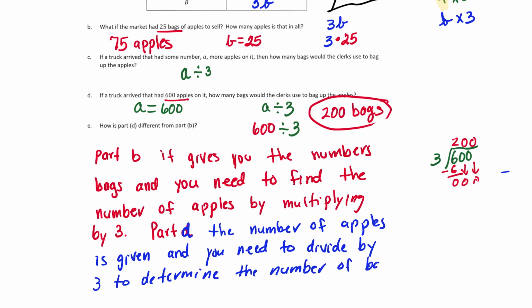Of course, you can always make it a little simpler, but hopefully this will help you to understand what you did. I'll read it. Part B, it gives you the number of bags, and you need to find the number of apples by multiplying by 3. Part D, the number of apples is given, and you need to divide by 3 to determine the number of bags needed.